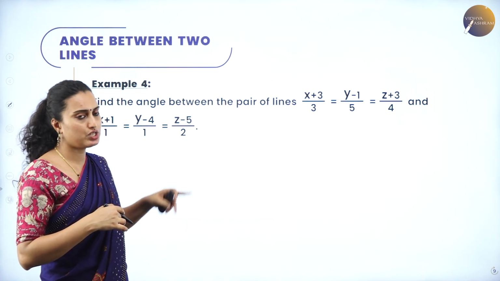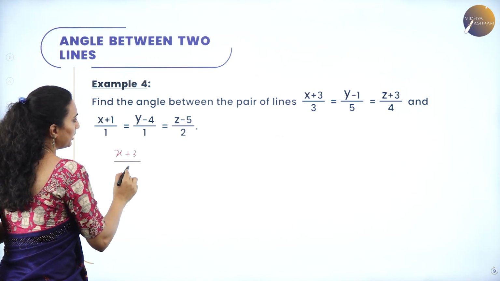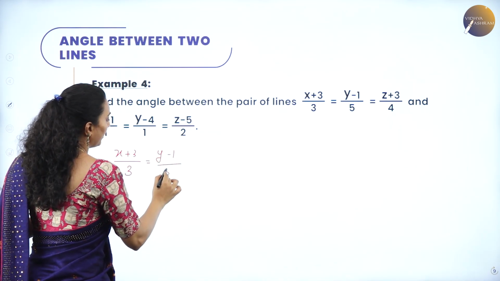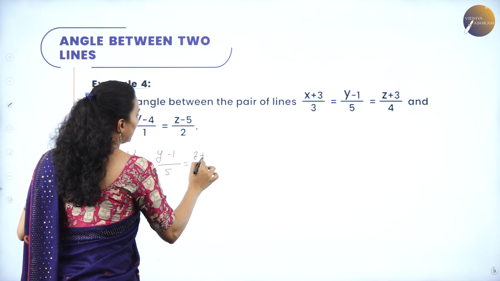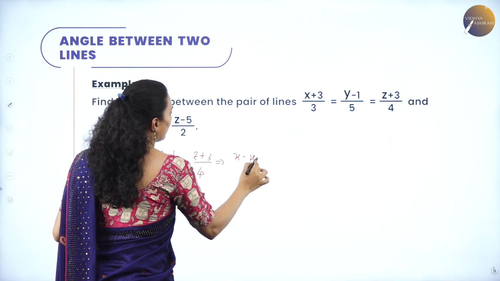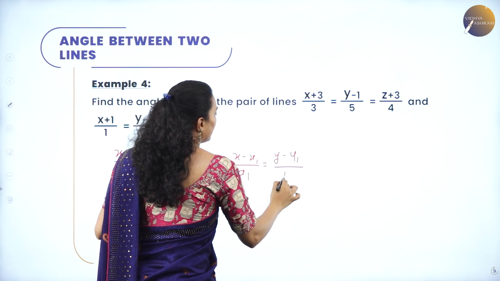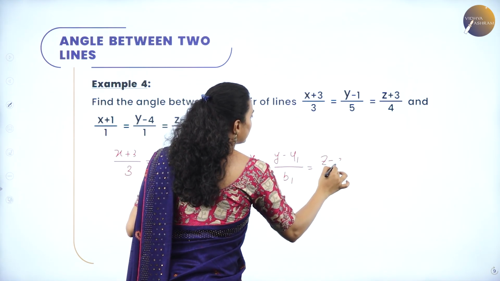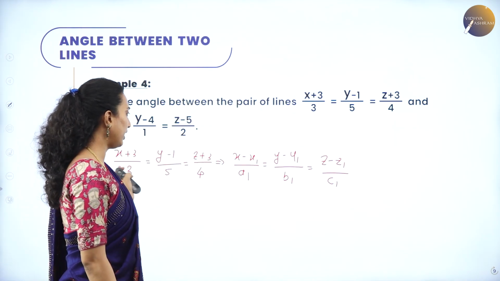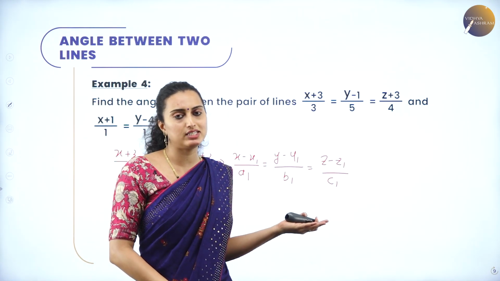Let me take the first equation, which is in the form of what? x plus 3 divided by 3 is equal to y minus 1 divided by 5 is equal to z plus 3 divided by 4, which is in the form of x minus x1 divided by a1 is equal to y minus y1 divided by b1 is equal to z minus z1 divided by c1. Right? Now, you can have x minus x1, which is in the form of a1i plus b1j plus c1k.